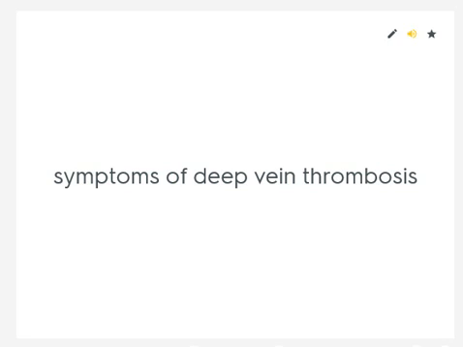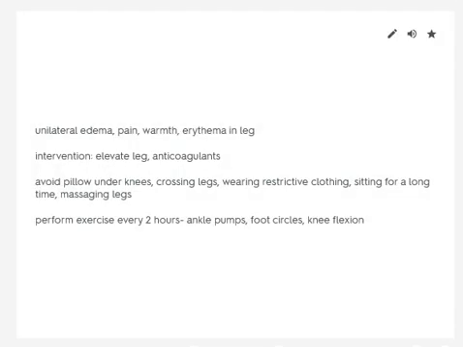Symptoms of deep vein thrombosis: unilateral edema, pain, warmth, erythema in leg. Intervention: elevate leg, anticoagulants. Avoid pillow under knees, crossing legs, wearing restrictive clothing, sitting for a long time, massaging legs. Perform exercise every 2 hours: ankle pumps, foot circles, knee flexion.